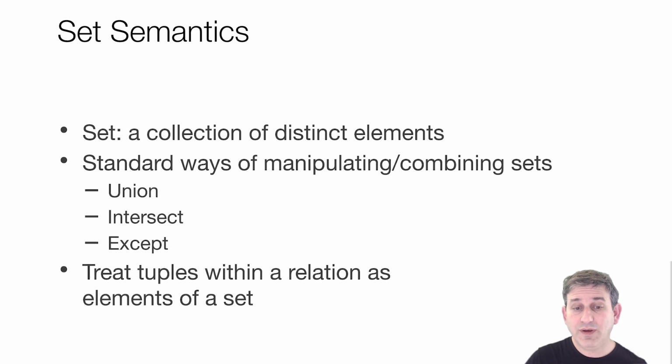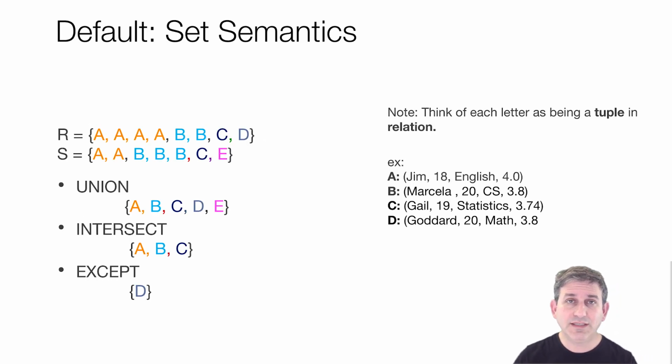Because we're in an SQL context, the elements of our sets here are tuples within a relation. So you can consider a relation to be a set, and each tuple in that relation is an element of the set. And because we're in set semantics, we'd say there are no duplicates in the relation. Or if there are duplicates, we'll ignore them. So let's look at some relations here.